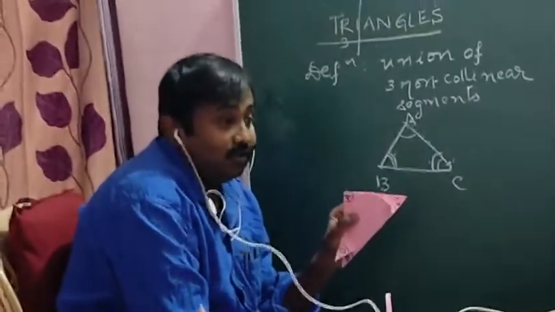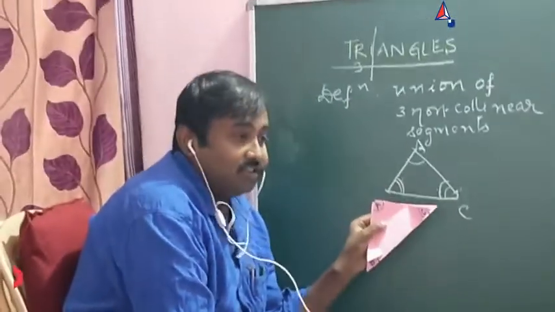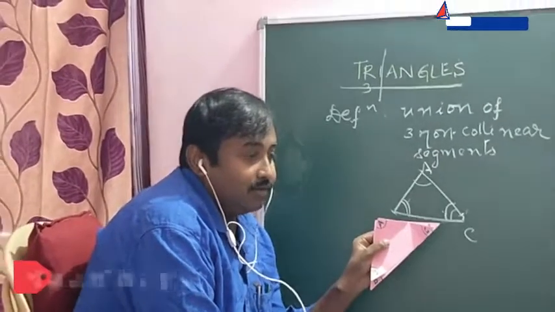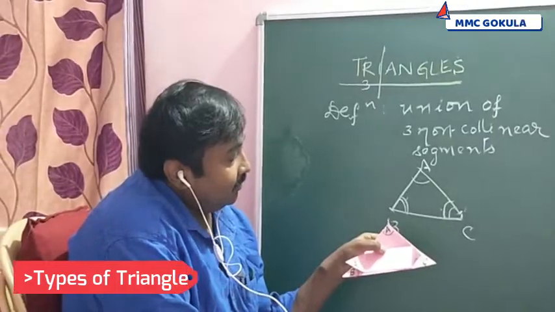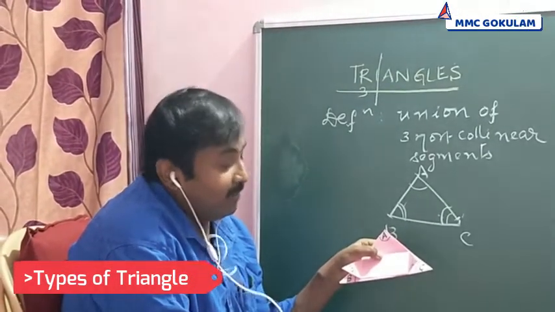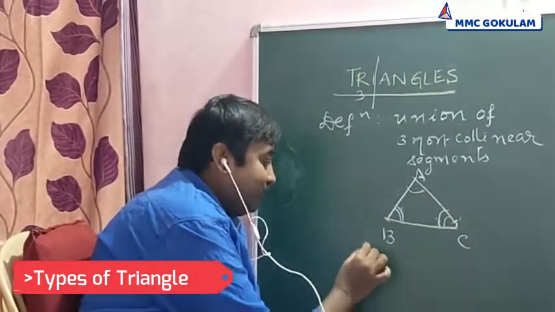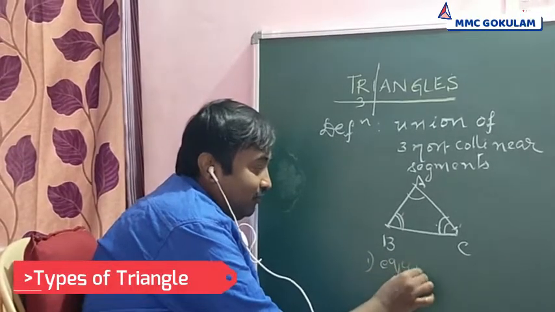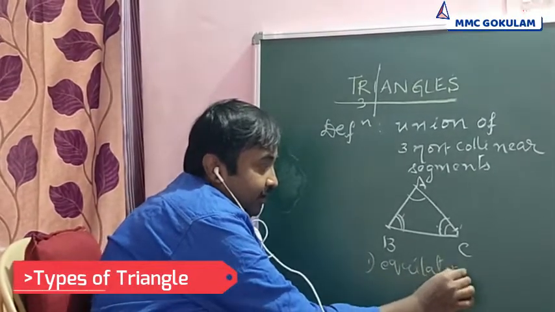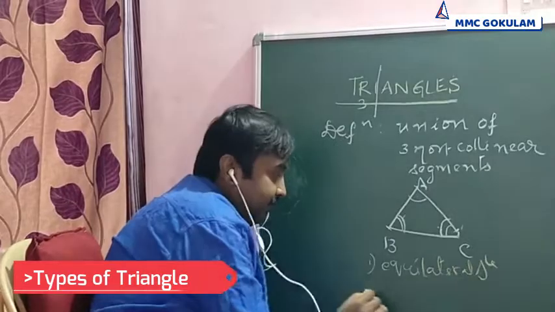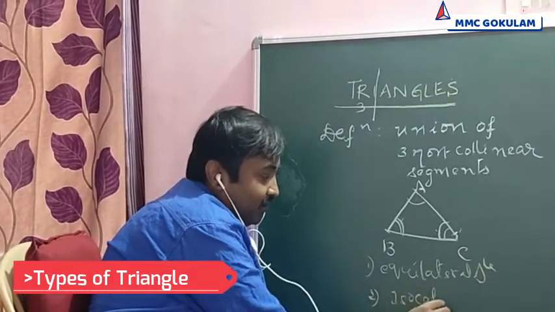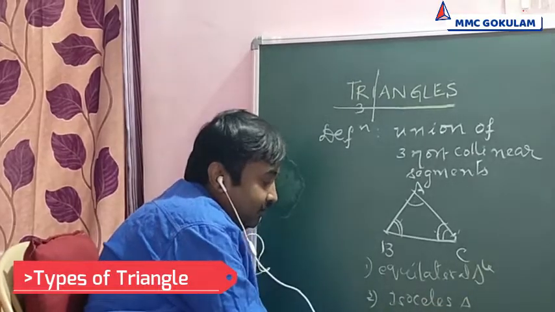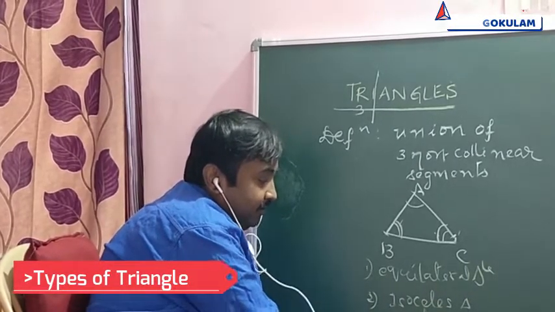And already you have learned the types of triangle. Dear students, note down the points and the questions that I have given to you and solve it. Depending upon sides, you know that there are three types of triangle. The first one is equilateral triangle, the second one is isosceles triangle, and the third one is scalene triangle.